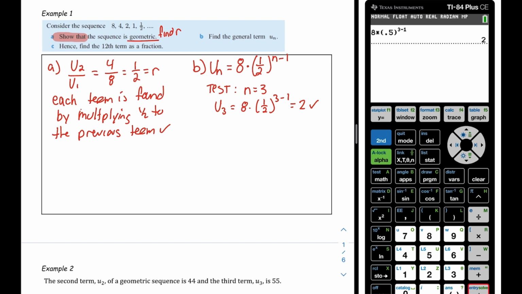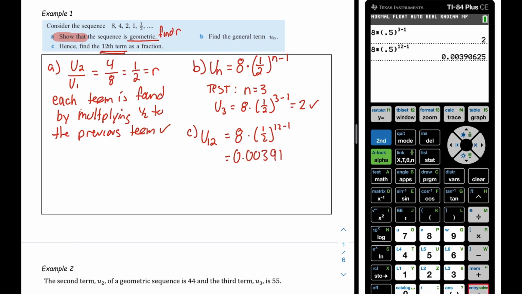Good. And then part C. Hence, find the 12th term of our sequence. 12th term means that we need to substitute n by 12. And we're going to use our calculator to help us with this. Now a shortcut in our calculator, we can scroll up, click enter, and I'm going to go and change my 3 to 12 minus 1. And I'm going to have an answer which is 0.00391.